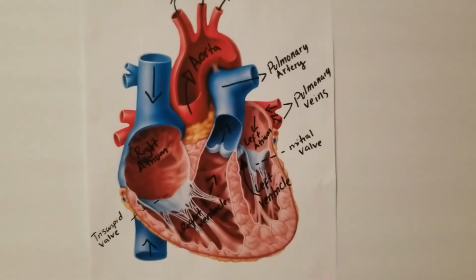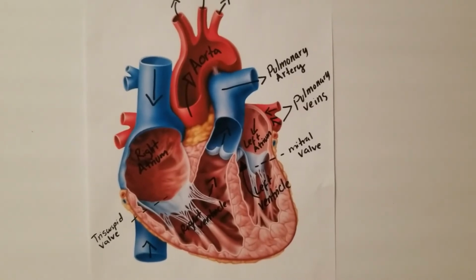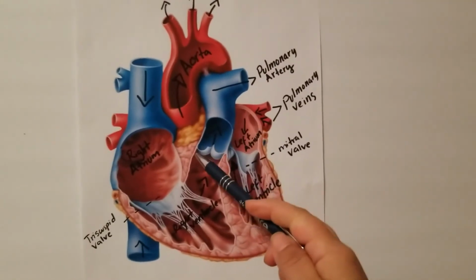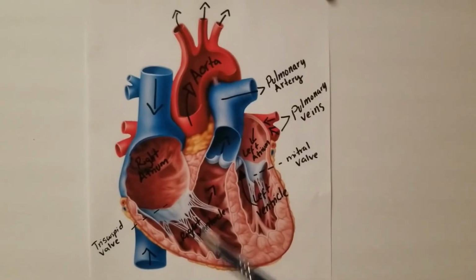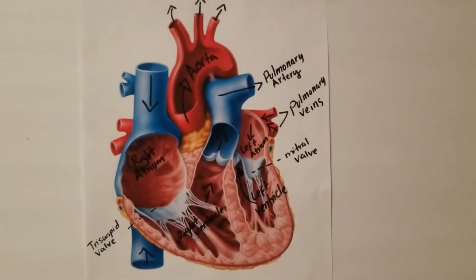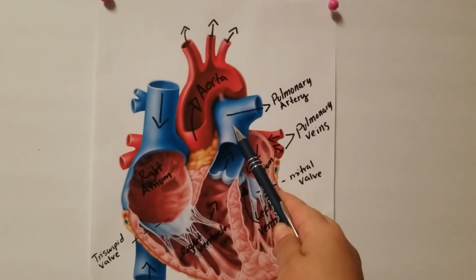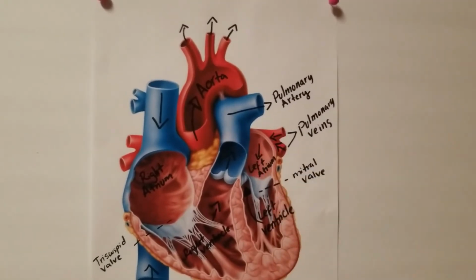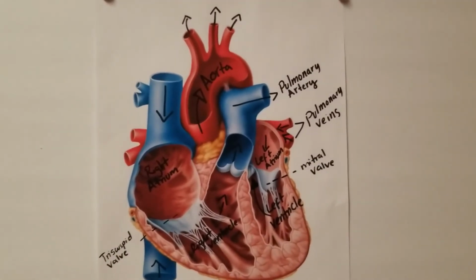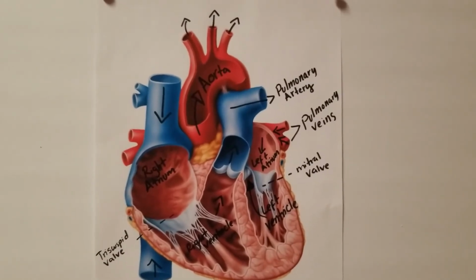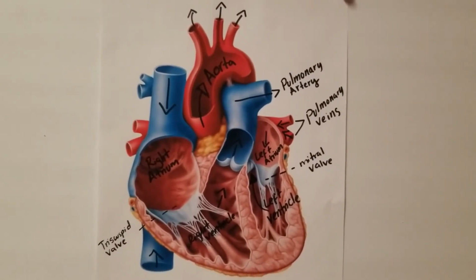And then a contraction of the right ventricle forces the pulmonary valve to open. And blood follows through the pulmonary trunk right into the pulmonary arteries. Blood is distributed by the right and left pulmonary arteries in the lungs.